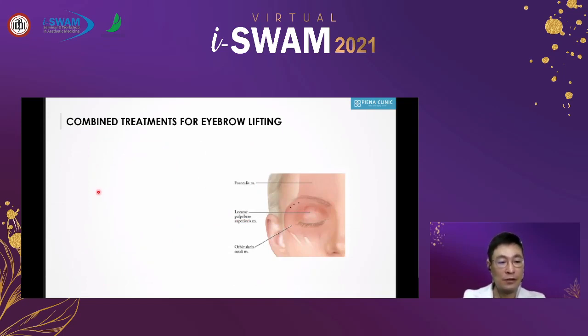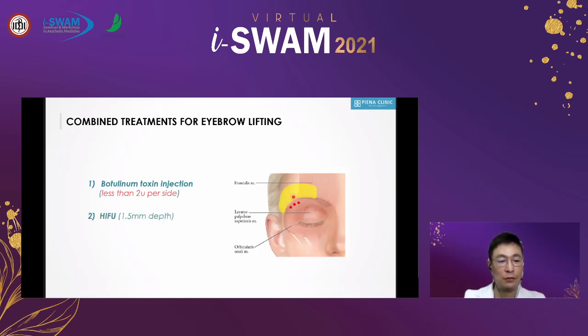To achieve better results of eyebrow lifting, I often use botulinum toxin injection just beneath the lateral part of the eyebrow. I usually inject only 1 or 2 units for one side. Because this part is the upper lateral part of the orbicularis oculi muscle, which usually acts as an eyebrow depressor. So if you relax this muscle, the eyebrow will be uplifted.